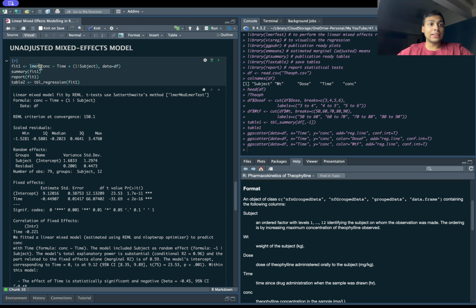So this is the syntax, this is the function, LMER is the function. If you remember, for simple linear regression, it's just LM. This is the syntax for linear mixed effects regression, LMER. And conc is our concentration of theophylline. Time is of course our time elapsed, and this is our syntax for including random effects. Now what does this mean?